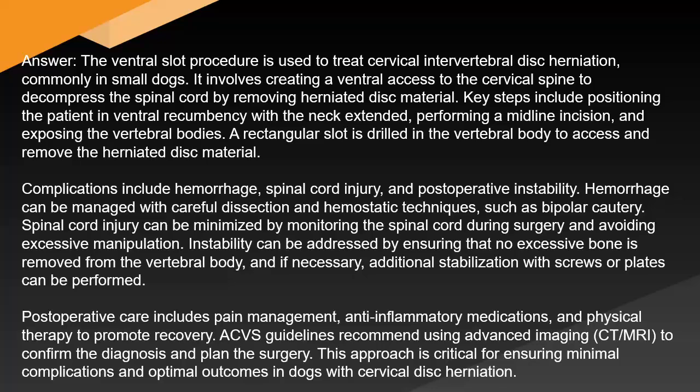Hemorrhage can be managed with careful dissection and hemostatic techniques, such as bipolar cautery. Spinal cord injury can be minimized by monitoring the spinal cord during surgery and avoiding excessive manipulation. Instability can be addressed by ensuring that no excessive bone is removed from the vertebral body, and if necessary, additional stabilization with screws or plates can be performed.